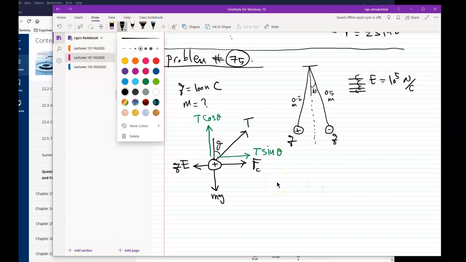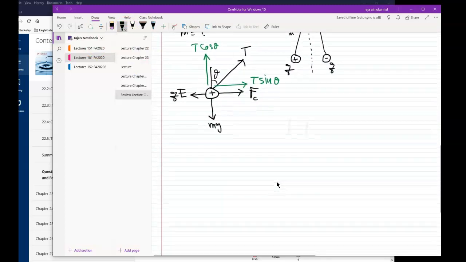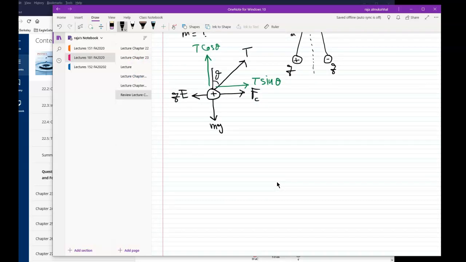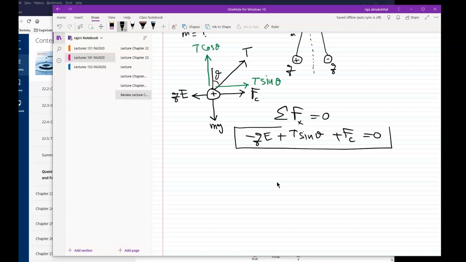So what I have here: sigma F sub x equals 0. The whole system is in a static situation. It's not, say, an oscillating pendulum or something. So in this case, you're going to have minus QE plus T sine theta plus F sub C equals 0. I got this equation. Watch your signs and all.